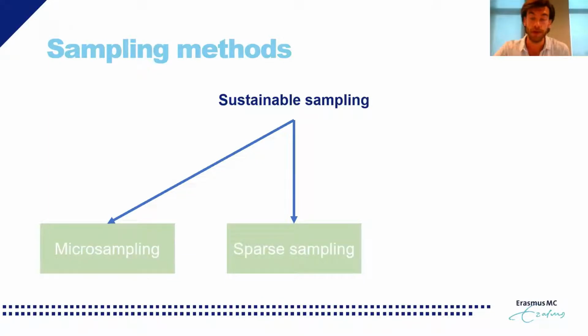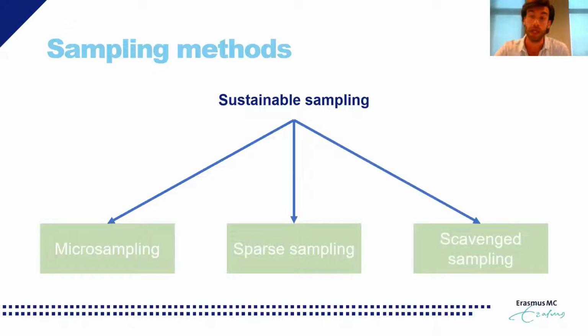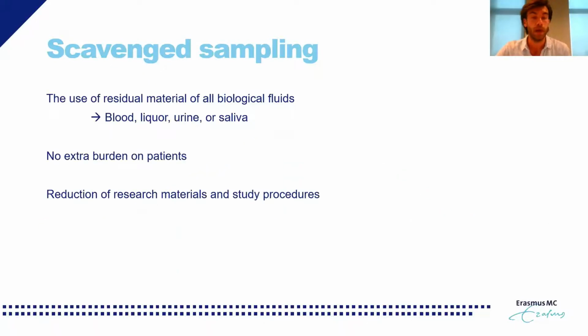Then there's sparse sampling. So sparse sampling is, so to say, you take a small number of samples from a large number of patients. So that gives you a bit more flexibility in sampling times, especially when you're doing POP-PK studies. And it's not comparable to dense sampling, of course, because you're taking way less samples from your concentration time curve. And then lastly, there's scavenged sampling.